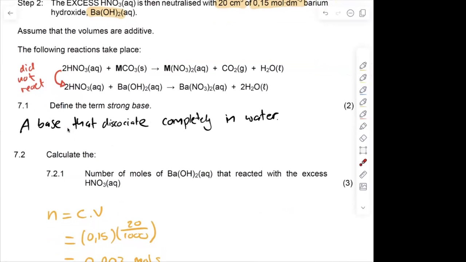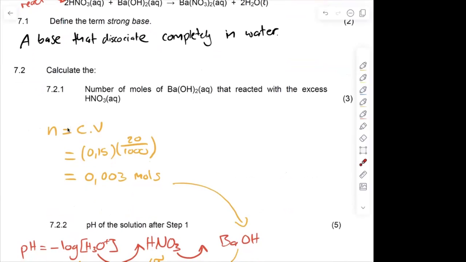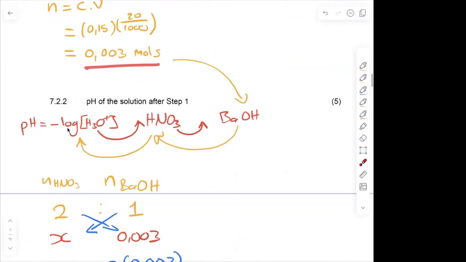We need to figure out what the concentration of our HNO3 was, right? By doing that, I'm going to say, well, we know the number of moles of barium hydroxide, right? We need to figure out pH. To figure out pH, that's the negative log of the concentration of H3O plus ions. How do we get the concentration of H3O plus ions? We need our concentration of HNO3. How do we get the concentration of HNO3? We're going to get the concentration of barium hydroxide, which we've already solved in the previous one. And then we're just going to work our way backwards.